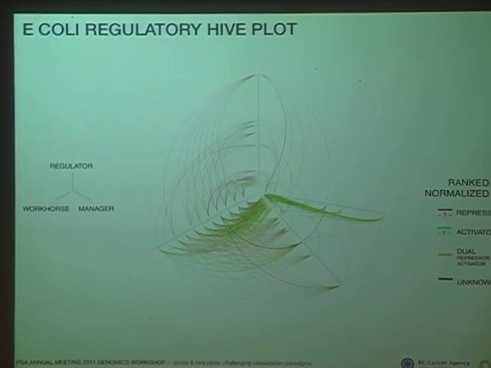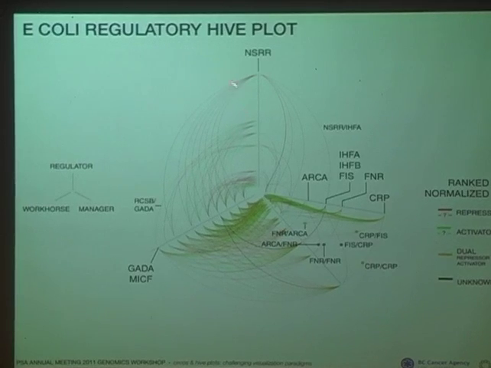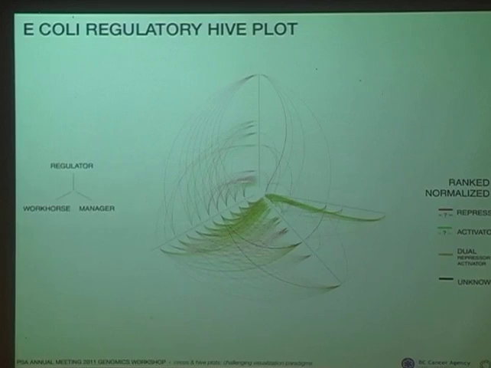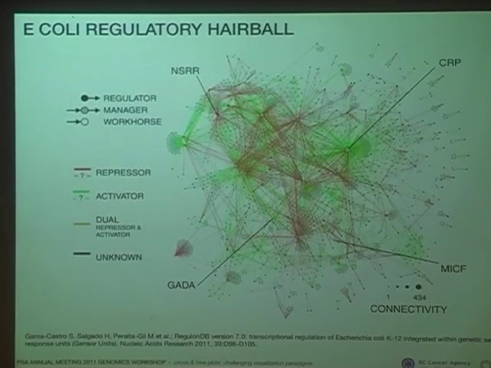And look, I'm going to turn the labels on. Oh, it's NSRR, okay, but all the lines that come out of it are red, repressor. So the top level boss of E. coli has a repressing effect on all the genes that it connects to. Would you have figured that out from this?